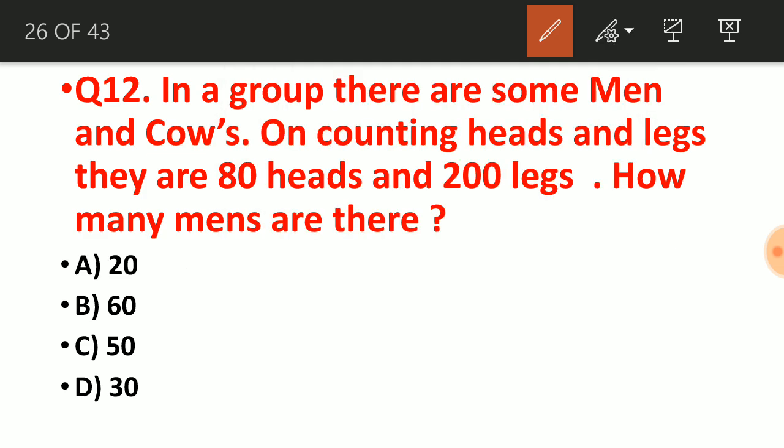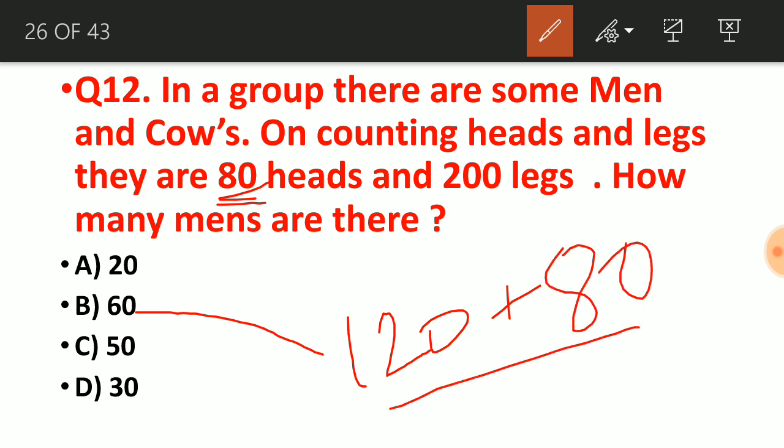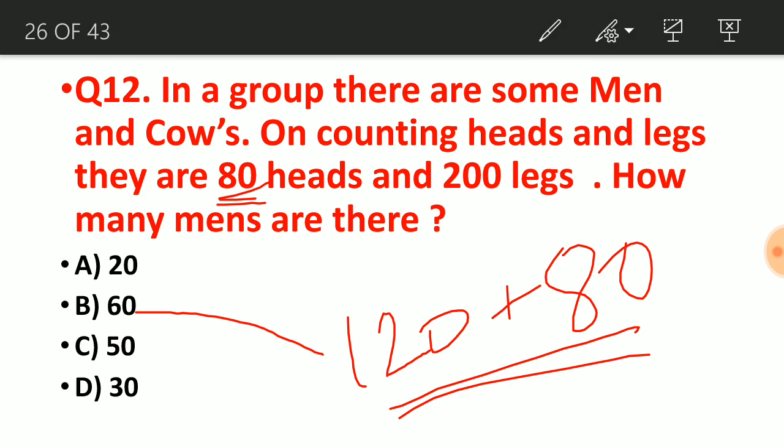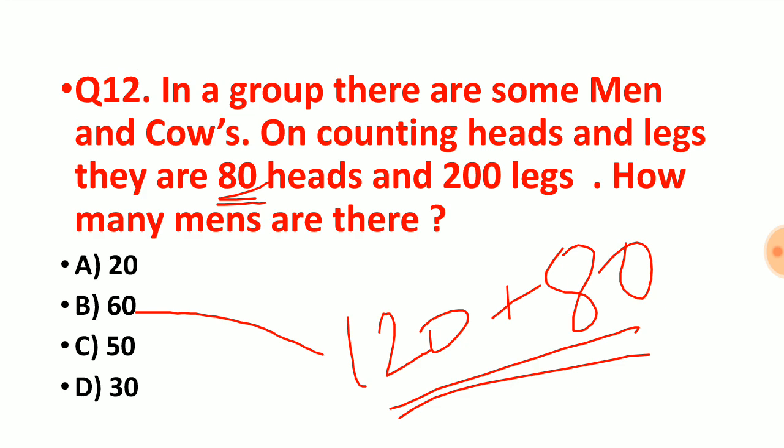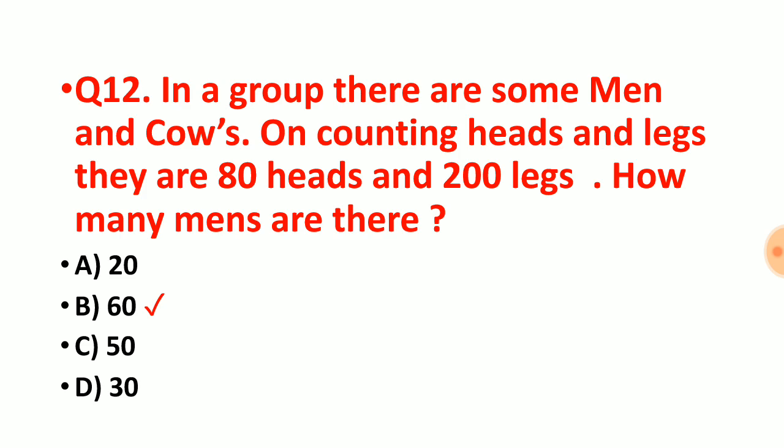Now let us see option choice B. If there are 60 men, 60 men means there are 120 legs. Now if there are 60 men, then the remaining 20 will be cows. 20 cows means 20 into 4, 80 legs. So this is the correct choice because 120 plus 80 is 200. So the correct choice for question number 12 is option choice B.